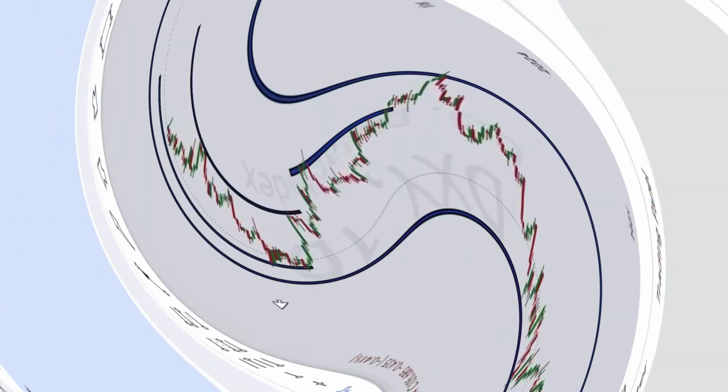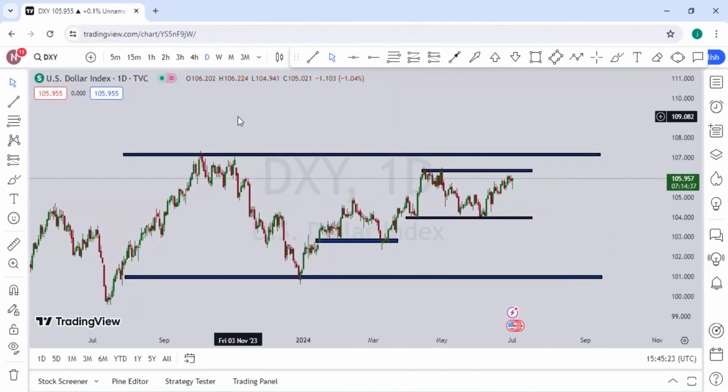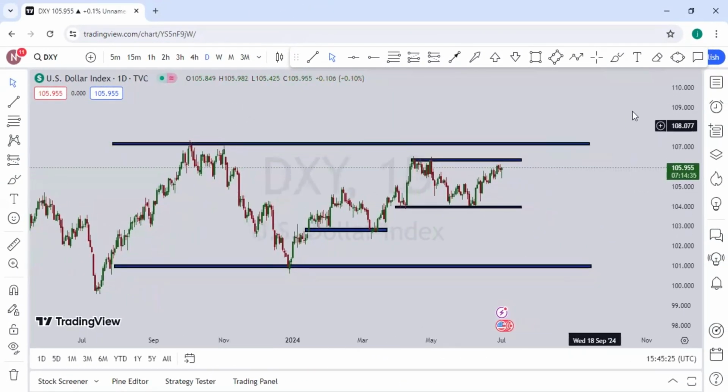So we are going to analyze together a few pairs, mostly the ones that I analyzed in the previous video, and also I'm going to add some to my checklist so that we can analyze together. So let's go to the charts. I'm going to start with DXY on a daily time frame.